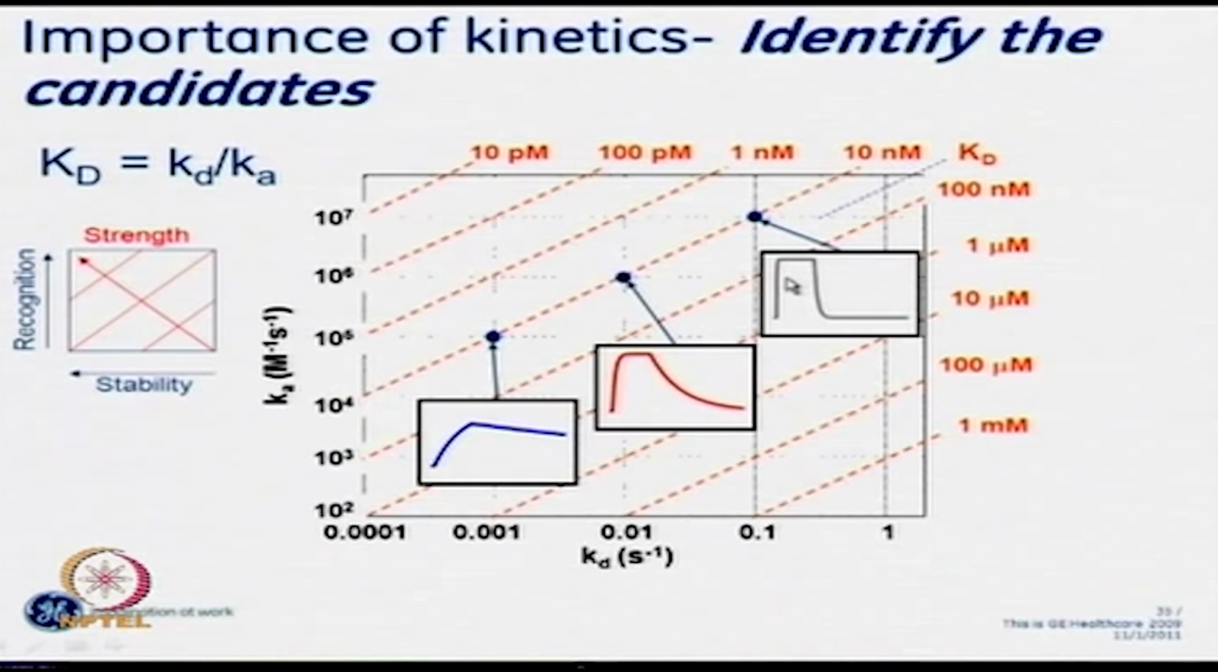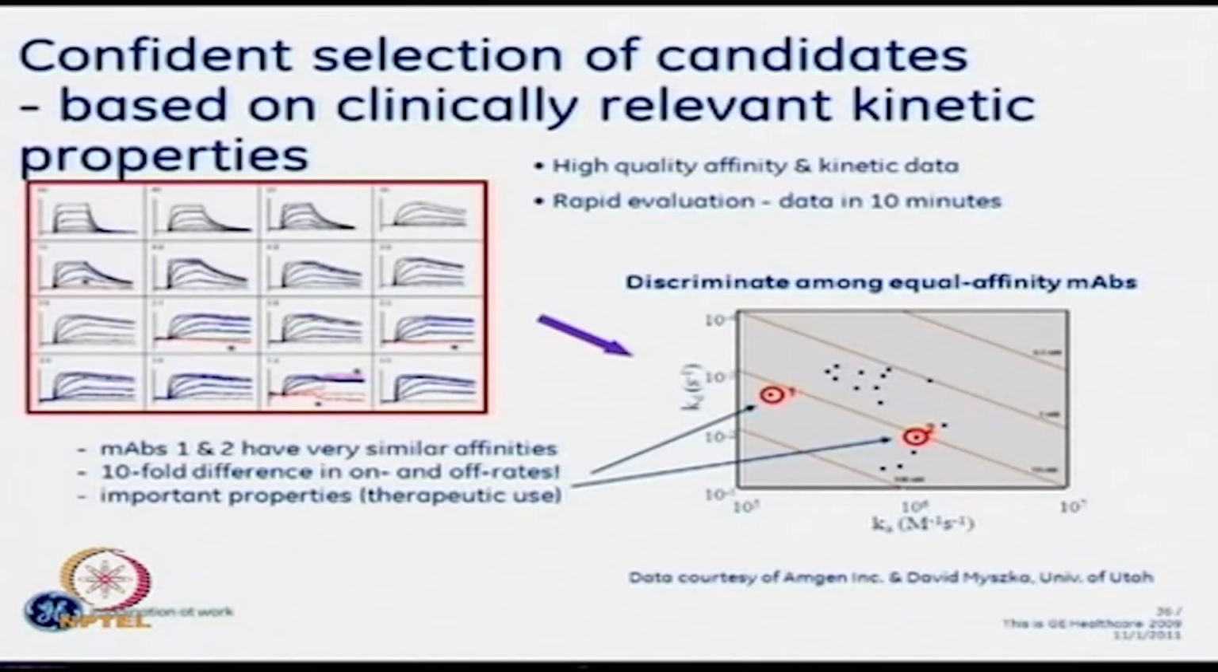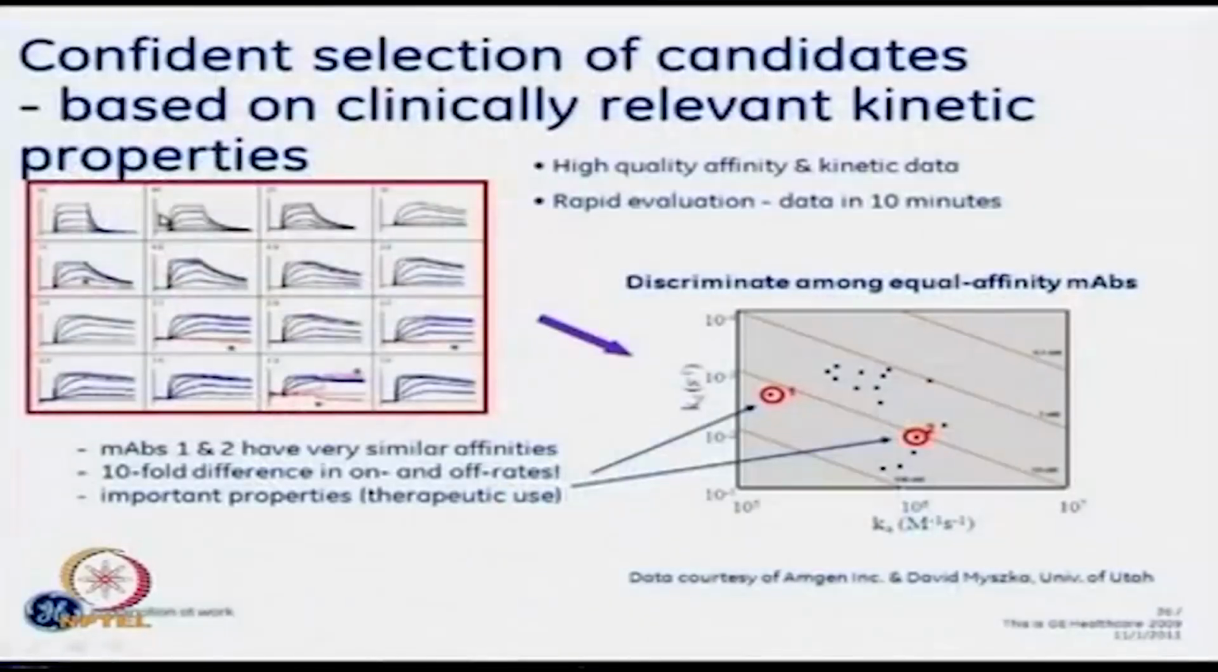Now here is a real life example in the next slide, which is a publication from Amgen and from David Myszka of the University of Utah, where Amgen uses this data directly to do their clone selection. They're doing selection of clones for MABs. If you look at this, clone number 1 and clone number 2 have similar affinities, but if you look at their on rate and off rate, there's a 10-fold difference. Which clone should they go for? They should go for the clone which has more kinetically relevant properties. If they use only affinity for making that choice, then there is no choice at all. They're both the same.